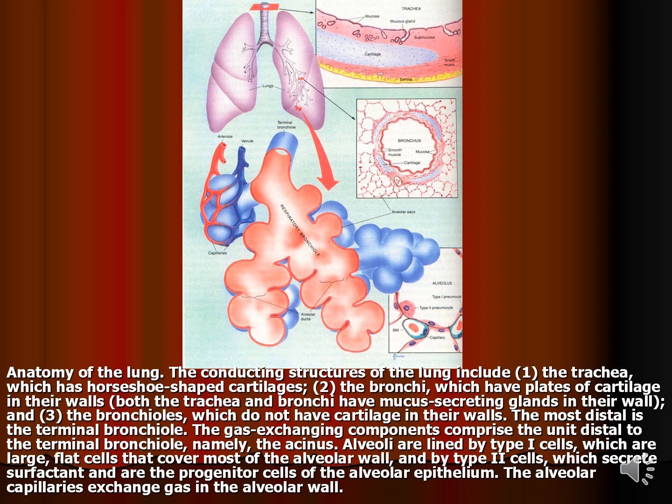The gas-exchanging components comprise the unit distal to the terminal bronchiole, namely the acinus. Alveoli are lined by type 1 cells, which are large flat cells that cover most of the alveolar wall, and by type 2 cells, another type of cell, which secrete surfactant and are the progenitor cells of the alveolar epithelium. The alveolar capillaries exchange gas in the alveolar wall.